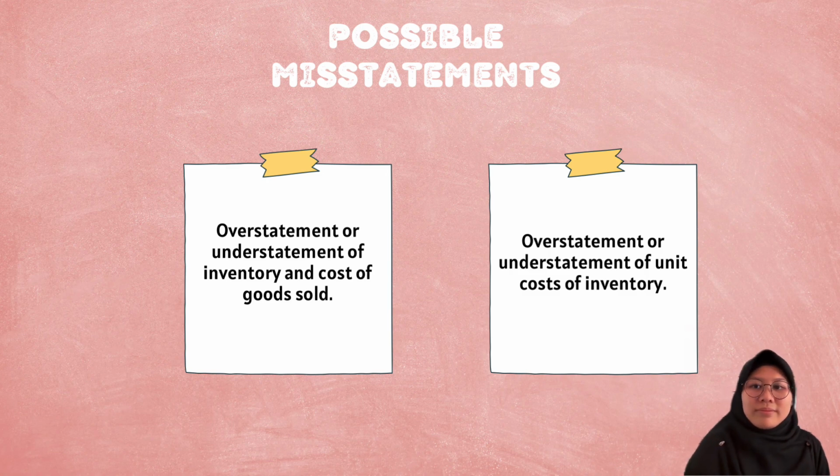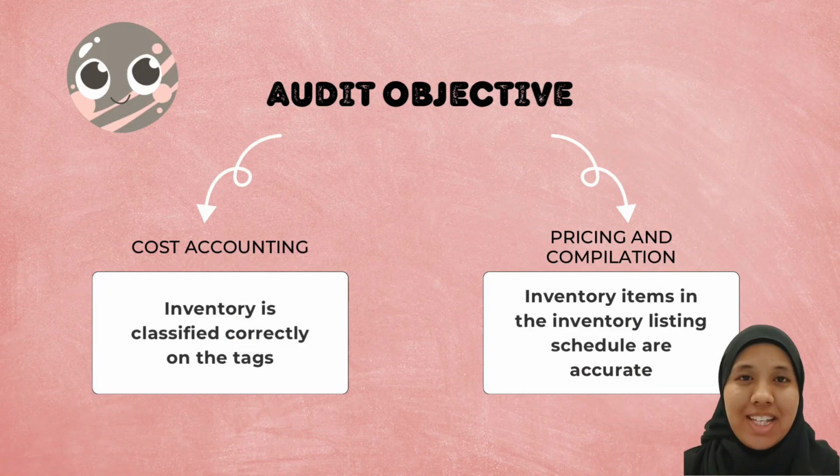The last one is possible misstatement. The first one is overstatement or understatement of inventory and cost of goods sold, such as misclassification between inventory categories. The second one is overstatement of sales and understatement of inventory, such as incorrect classification of returned goods.